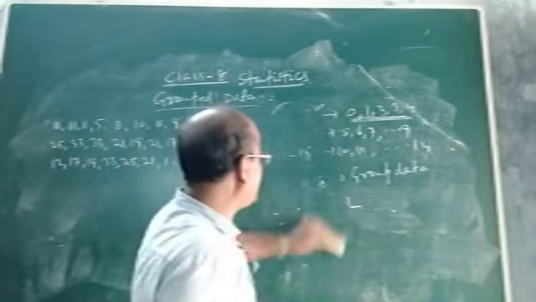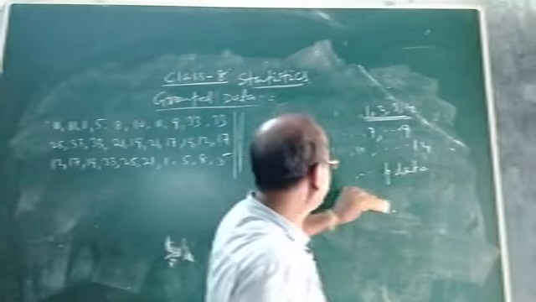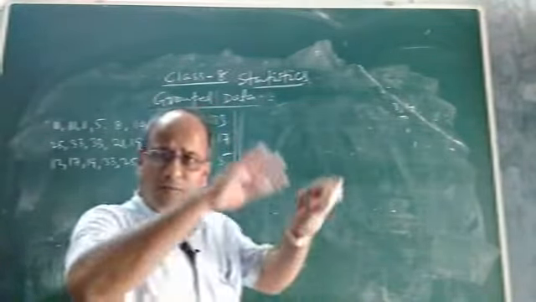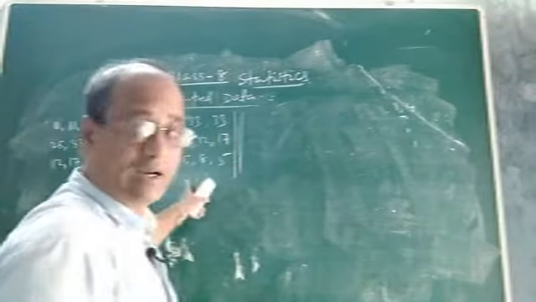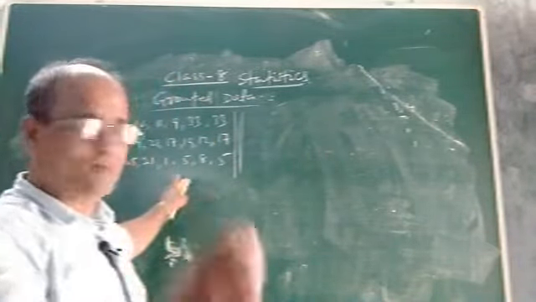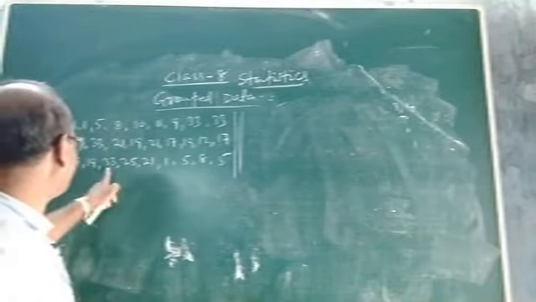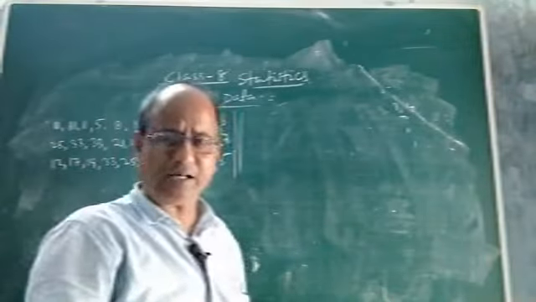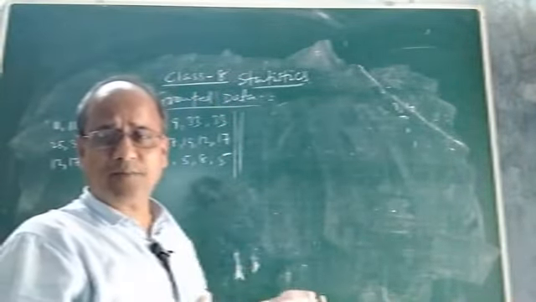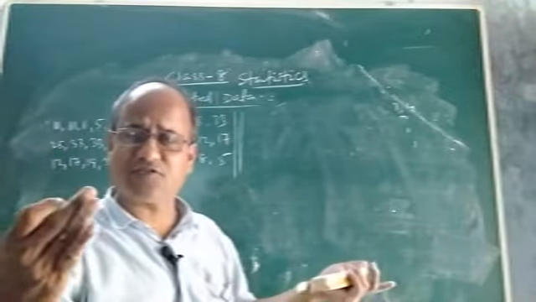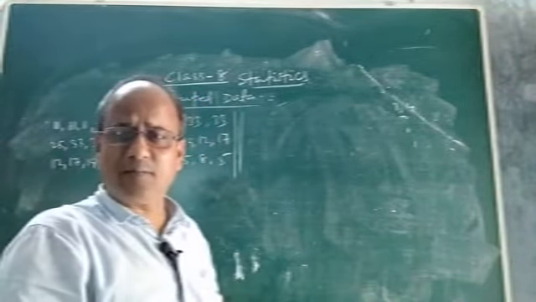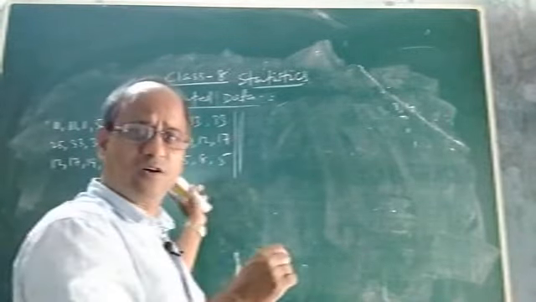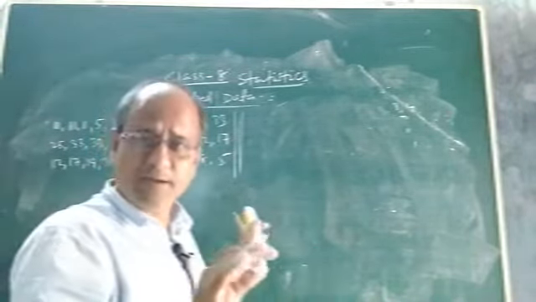So group data means we have to condense the different scores given in the observations. When the number of observations is very large, here you see 30, and the range is very small, what will be the range? You see, the maximum is 33, the minimum is 1. So 33 minus 1 will be 32. So when the number of observations in a particular distribution is very large, we generally prepare the frequency distribution that is grouped. That means we have to make group data.